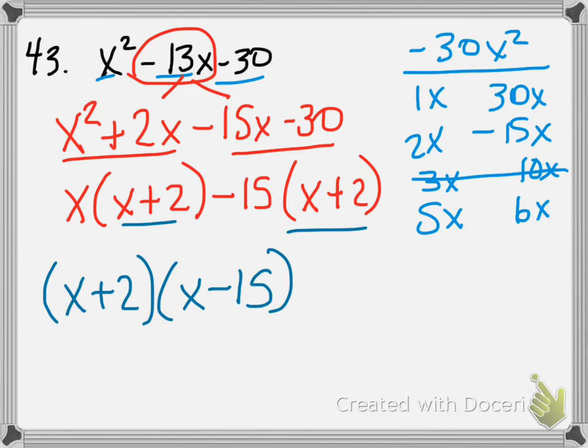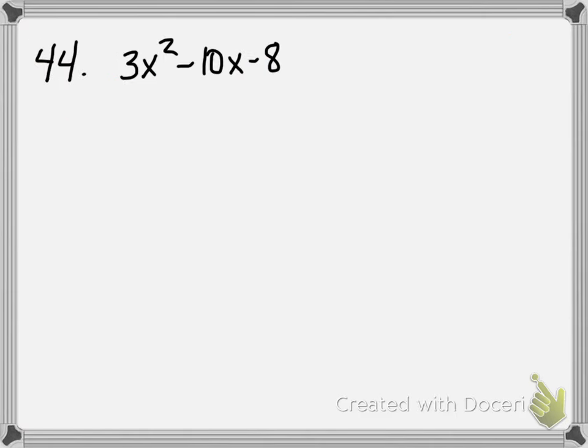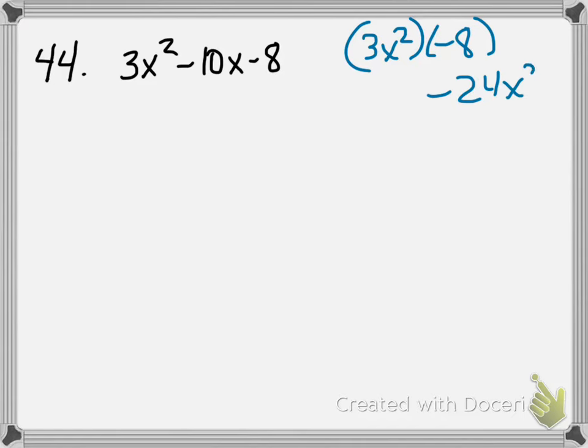We're going to use this process now because it works for any quadratic where you have the three terms, especially when you have a coefficient up front. So here I have 3x squared minus 10x minus 8. The first thing I'm going to do is multiply the first term and the last term. So 3x squared times negative 8 is going to give me negative 24x squared.